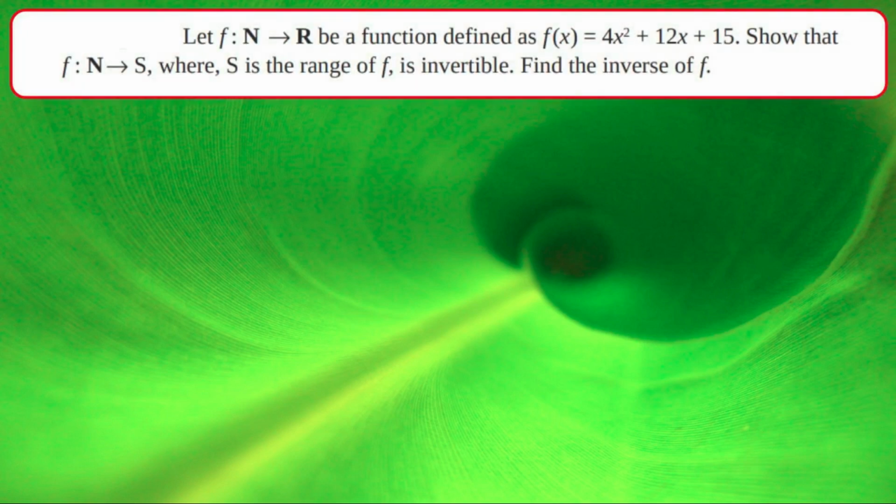Okay. Let f: N to R be a function defined by f of x equal to 4x square plus 12x plus 50. Show that, if N is the set of natural numbers and R is the set of real numbers, f from N to S is invertible, where S is the range of f.